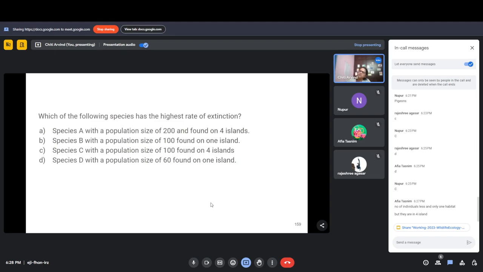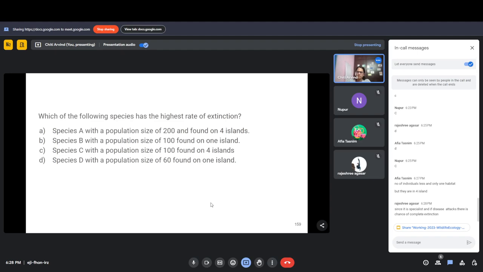Any guesses? Right. So basically, it all boils down to the fact of extinction, and if there is some particular catastrophe that strikes on that one island, it results in the loss of all the individuals on that island, right? So there is going to be no more individuals of that species left. Correct.